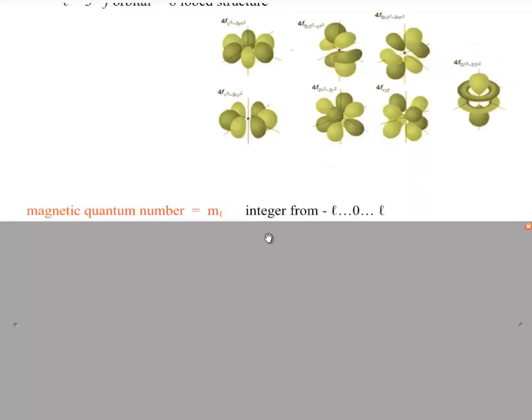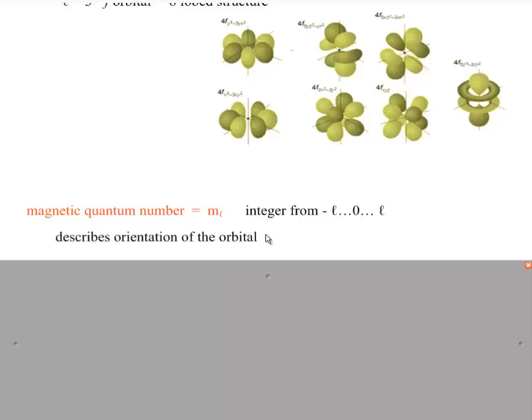The third quantum number is the magnetic quantum number, represented by m sub l. It is an integer, and it goes from negative l through 0 to positive l, whatever your value for l is. So there is a variety of choices with l. What the magnetic quantum number does is tell us the orientation of the orbital.